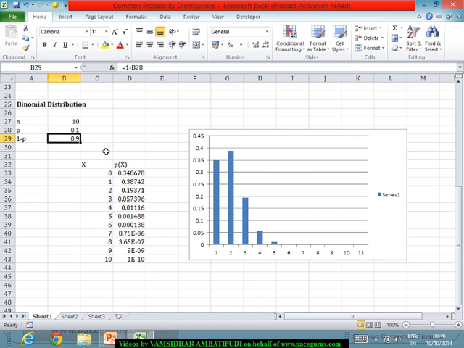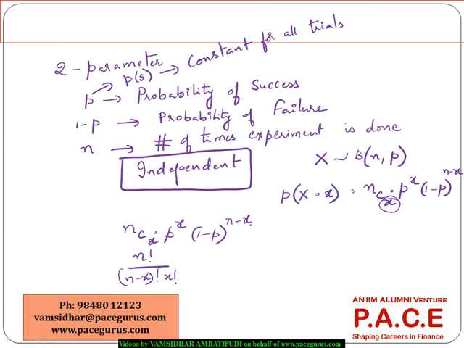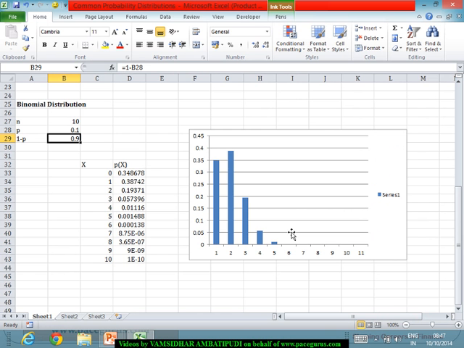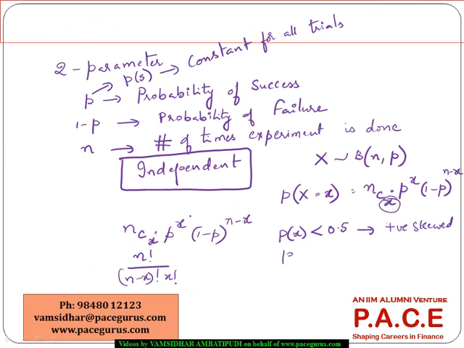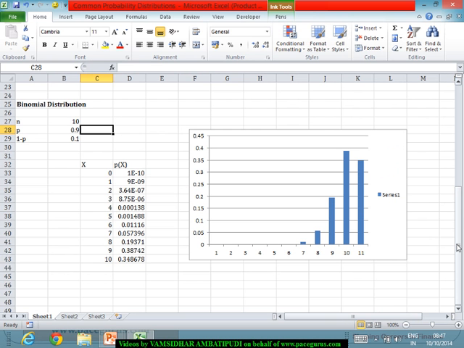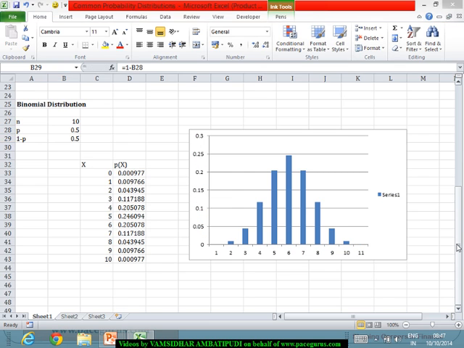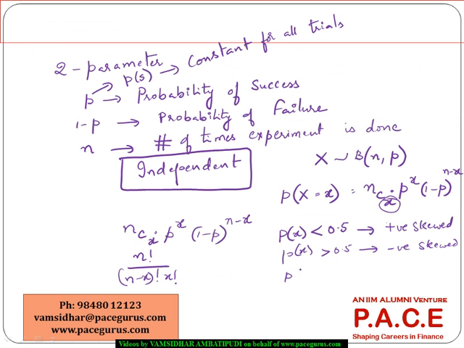If I am putting it as 0.1, all I am seeing is it's becoming a completely positively skewed kind of data. So if the probability of success is less than 0.5, it becomes a completely positively skewed distribution. And look at it the other way. If the probability of success is greater than 0.5, it gets completely negatively skewed. And on the other side, if the probability of success is 0.5, I see more of a symmetric distribution.